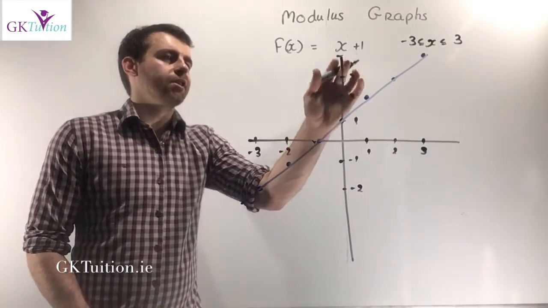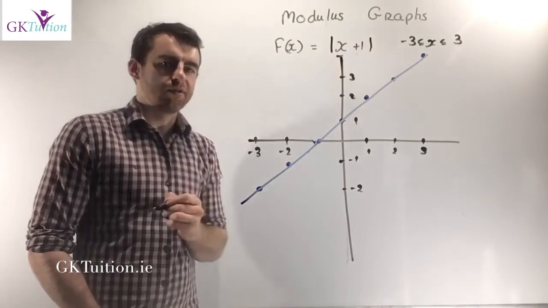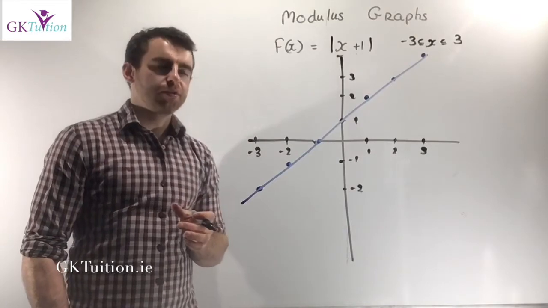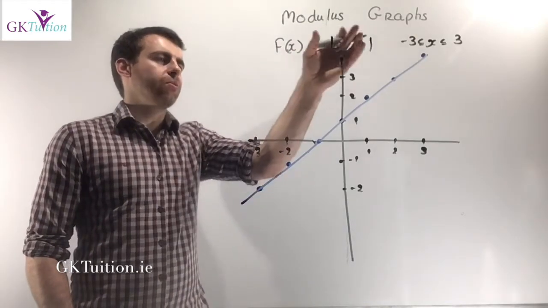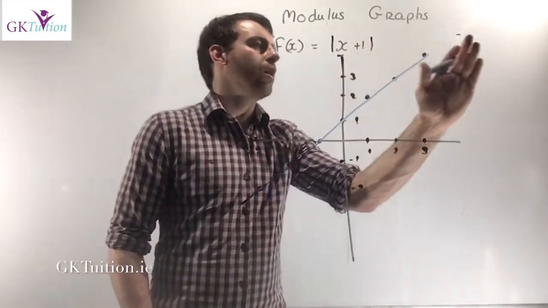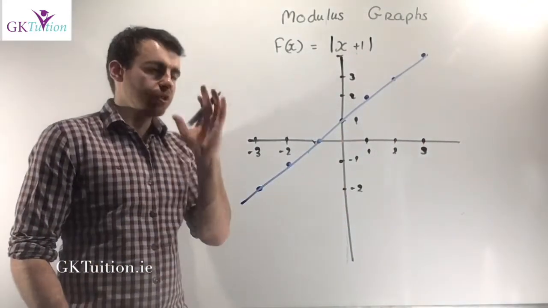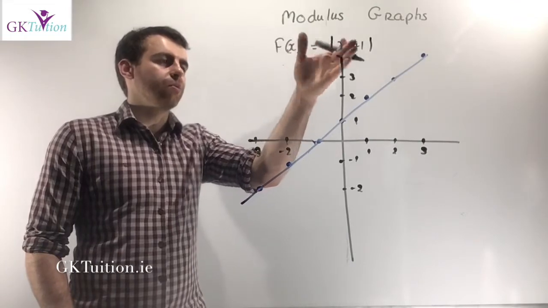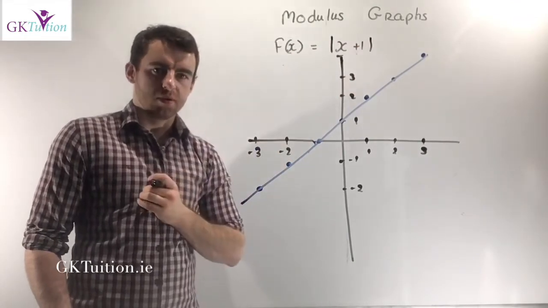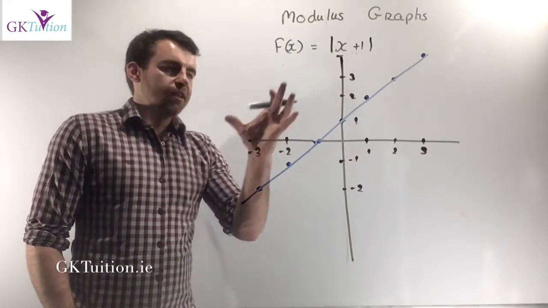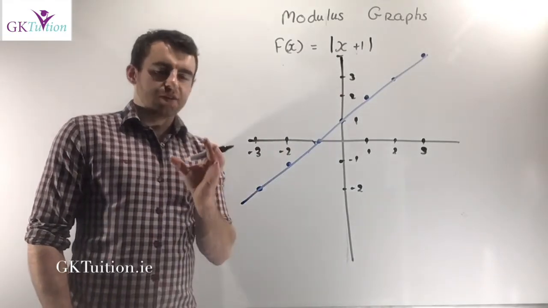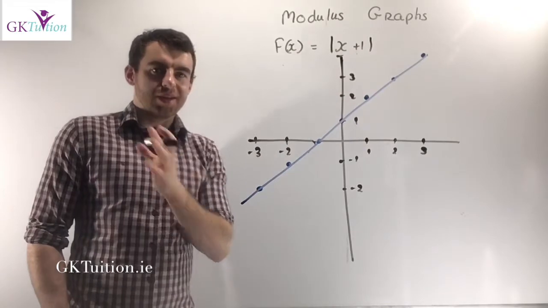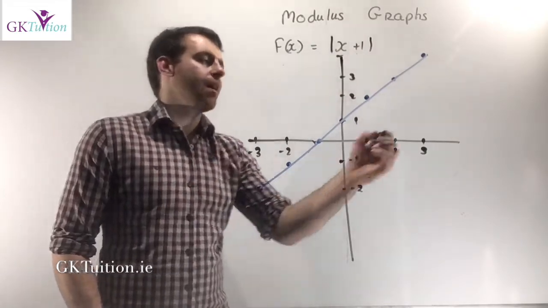But if I change this, and if I put modulus signs around it, it completely changes the meaning of the graph. If I asked you to graph f of x equals the modulus of x plus 1, I wouldn't give you a domain. You should know what a suitable graph is for f of x equals the modulus of x plus 1. The graph is not particularly different from this one, but the issue lies in the fact that I've told you that the modulus cannot be negative. I cannot have a negative.